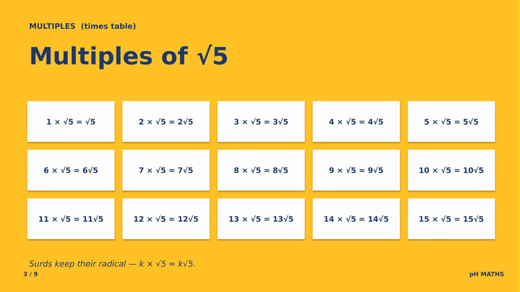Multiples of root 5. Root 5, 2 root 5, 3 root 5, 4 root 5. The same surd rule as always. K times root 5 equals K root 5, kept in radical form. Don't expand, don't decimalize. The exact form is the point. The moment you decimalize, you've lost the link between root 5 and the golden ratio, which is half the reason root 5 matters.